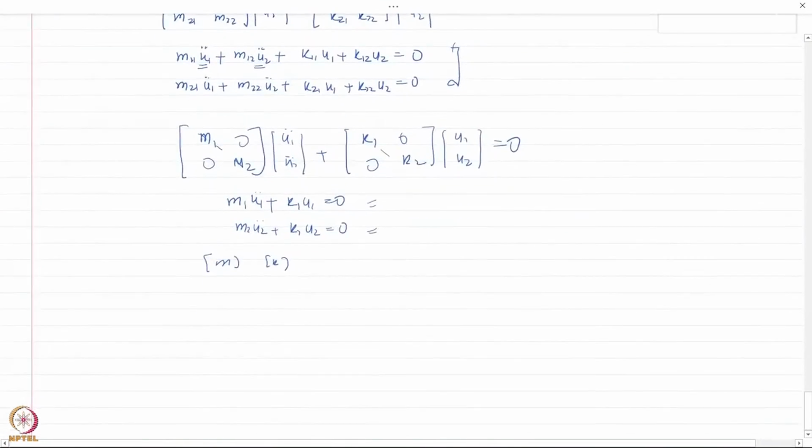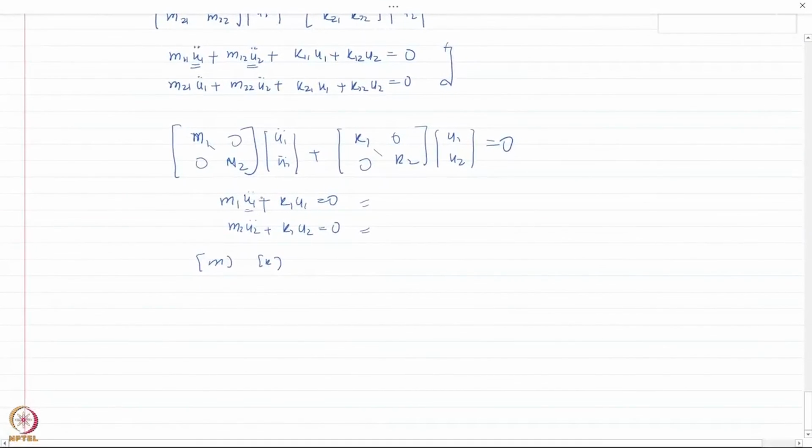Although here it is not exactly u1, because remember u1 is your phi times q1. So these become differential equations in terms of q1, but the idea is if you have the mass and the stiffness matrix diagonal, then I can get n uncoupled equations and I can solve the multi-degree of freedom system as n single degree of freedom systems and n differential equations, for which the analytical results are already available to me.